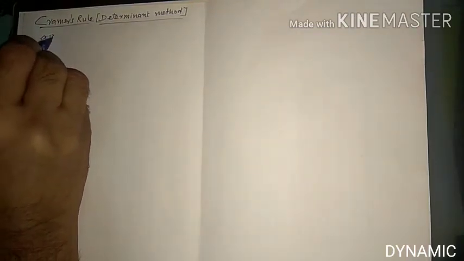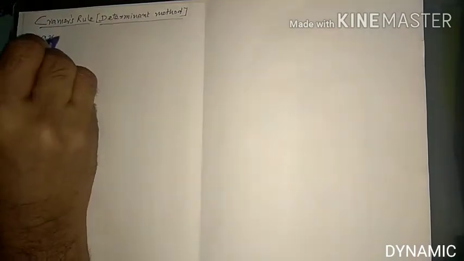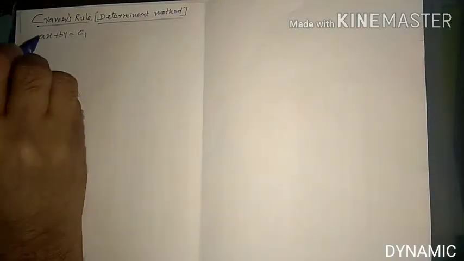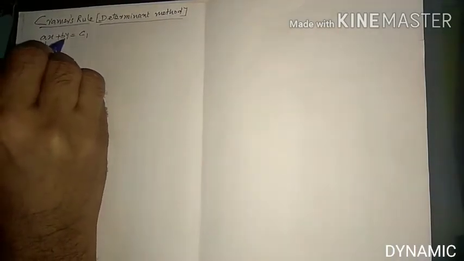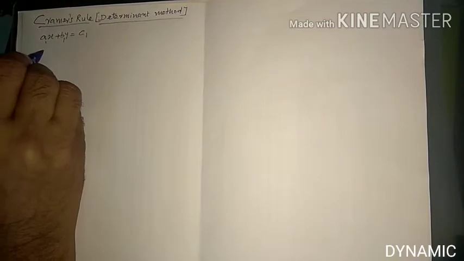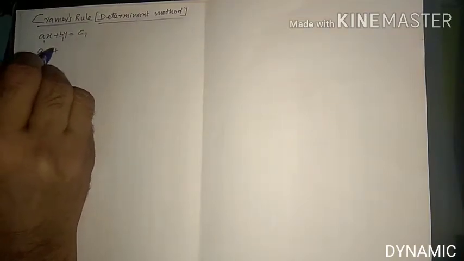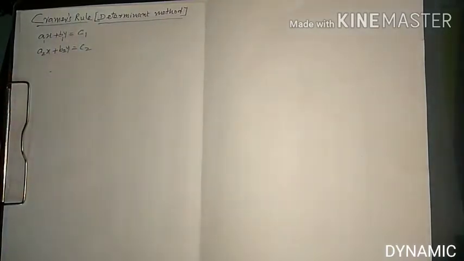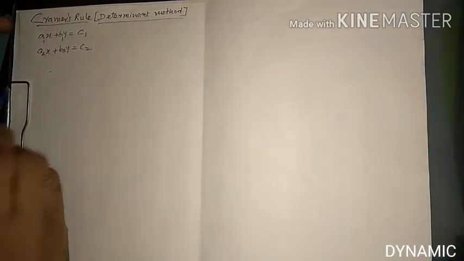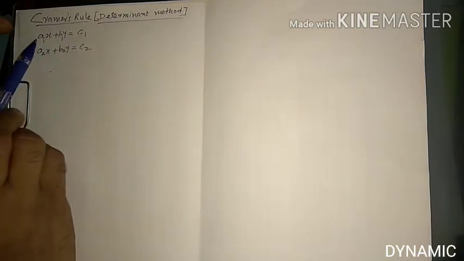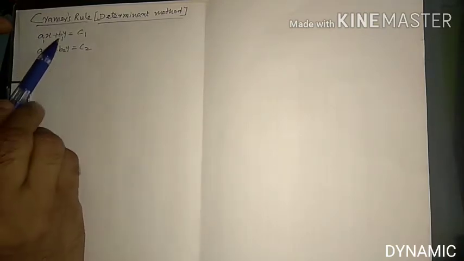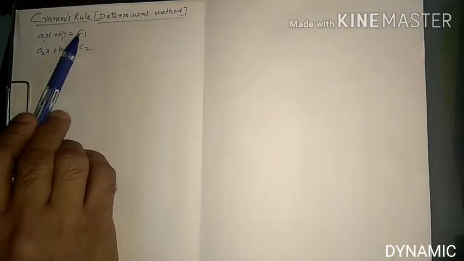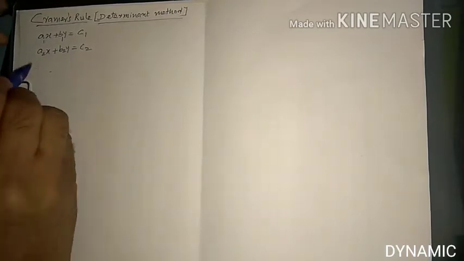So two equations are given: a1x plus b1y equal to c1. The second equation is a2x plus b2y equal to c2. Here the coefficients of x are a1 and a2, the coefficients of y are b1 and b2, and these are the right hand side constants.